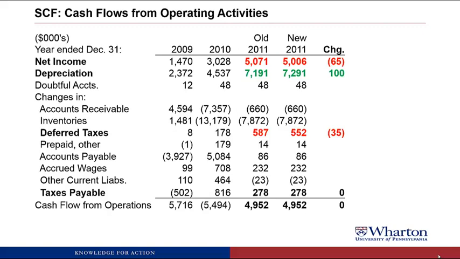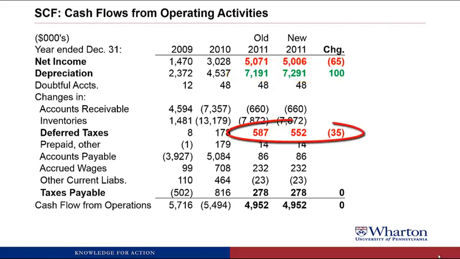First, focusing on net income, we saw that the net effect of the increase in depreciation expense was that net income went down by 65. That's the after-tax effect. So it goes down from 5071 to 5006. Depreciation goes up by 100, so the depreciation expense added back goes from 7191 to 7291.